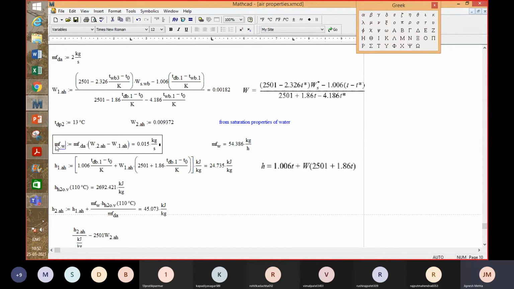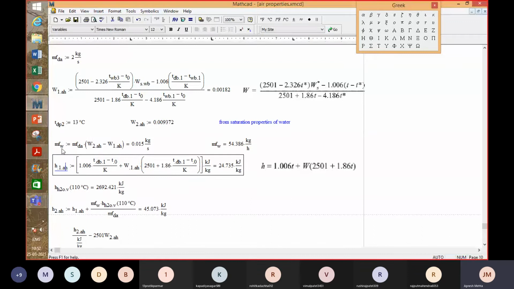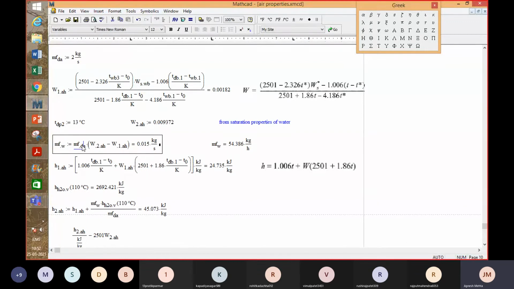So how much steam, or in general water, is to be injected in the stream? It is the mass flow rate of dry air into the change of W. So you get 0.015 kilogram per second, right? So it is 15 grams per second. Seems to be a small number, but when you multiply it with 3600, it is 54 kilogram of steam per hour. Of course, as compared to the mass flow rate of air, it would be quite small, right?